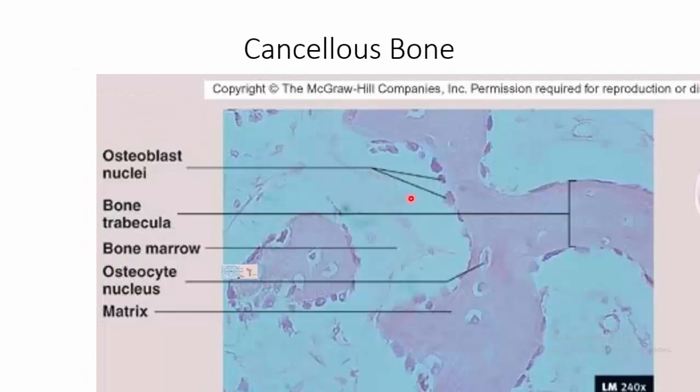Here's cancellous bone. The osteocytes, osteoblasts, osteoclasts, all the bone cells are the little dark things, and then this big structure is called the trabeculae. Again, it's mostly matrix. Whenever you see cells that are spread out in a matrix, it's going to be connective tissue.